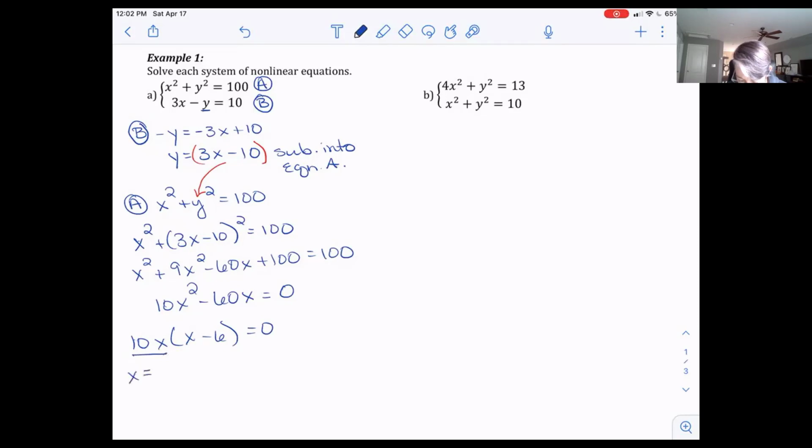Either the first factor equals 0, which means x would equal 0, or the second factor equals 0, which means x would be 6. So remember, to solve any system of equations, we're looking for points or lines that satisfy both. So if x equals 0 and x equals 6, let's find what their corresponding y's will be.